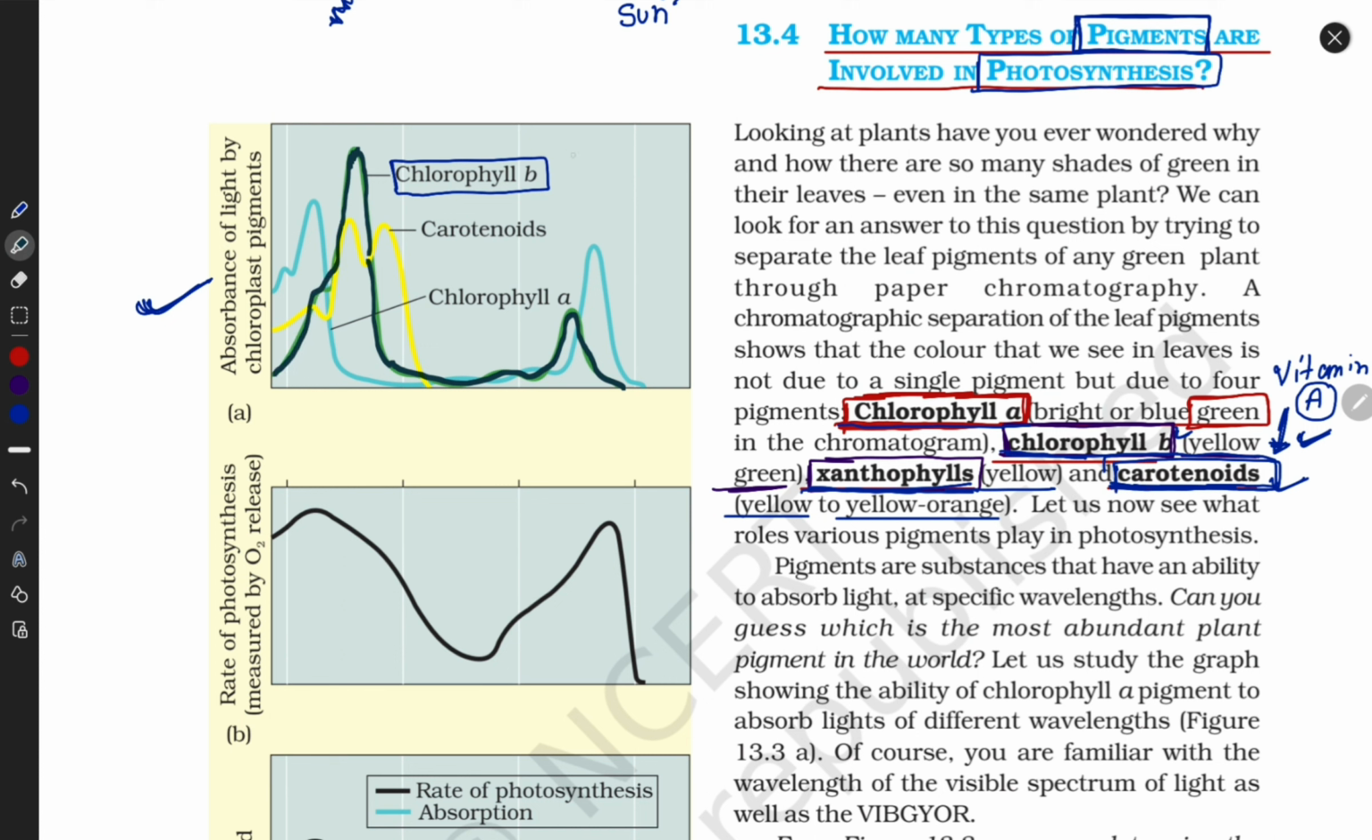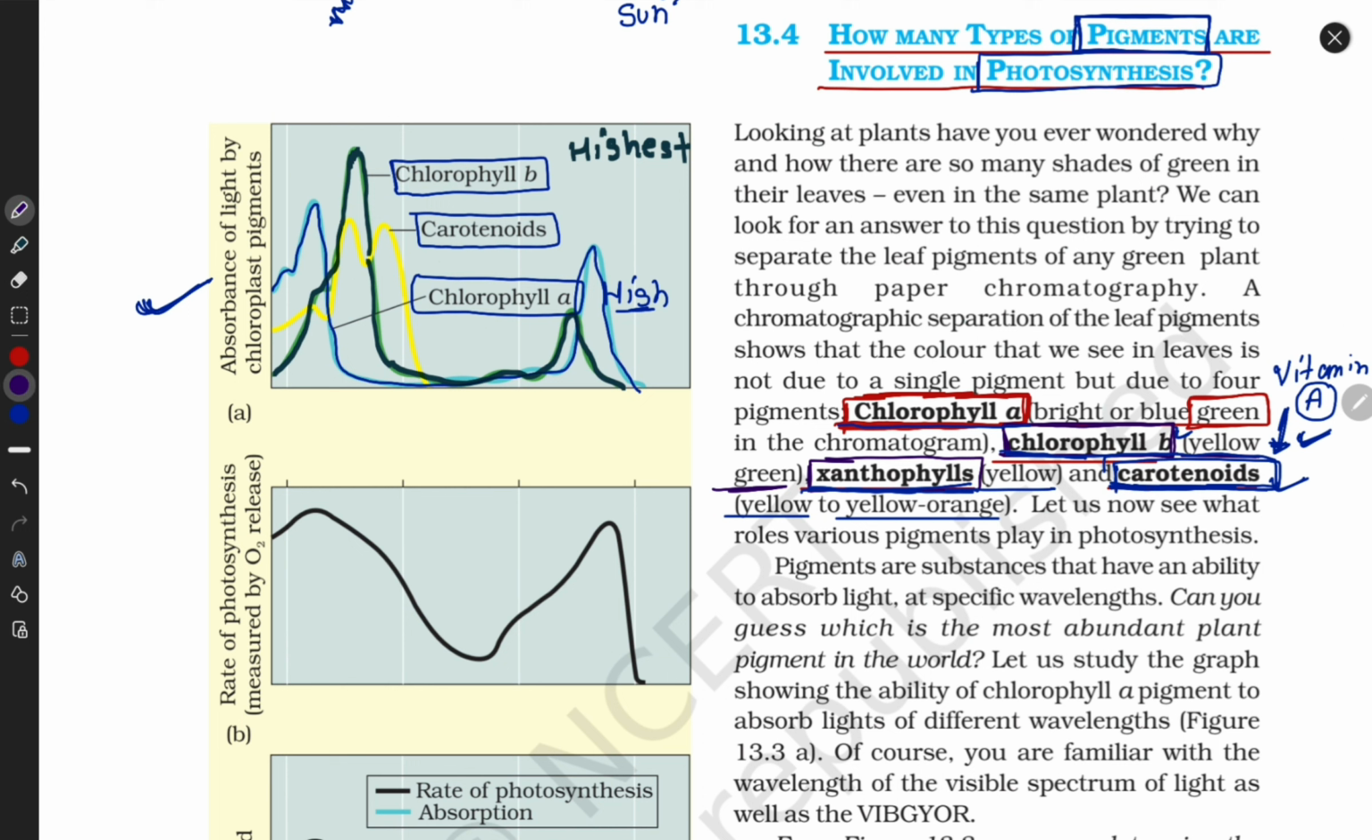Highest light is absorbed by chlorophyll B. Second highest peak is absorbed by chlorophyll A. I'm writing it as high. Look at here, their peak size. This is the peak size of chlorophyll A.